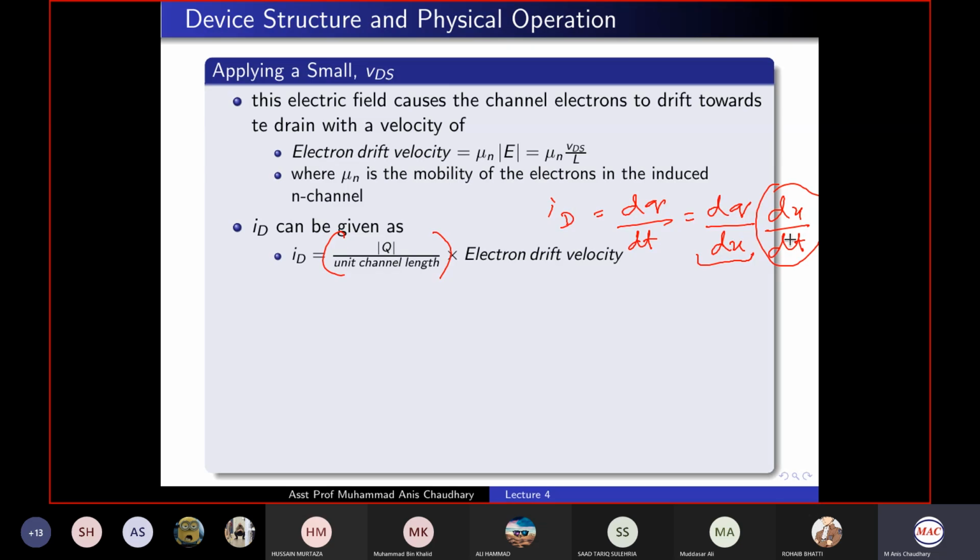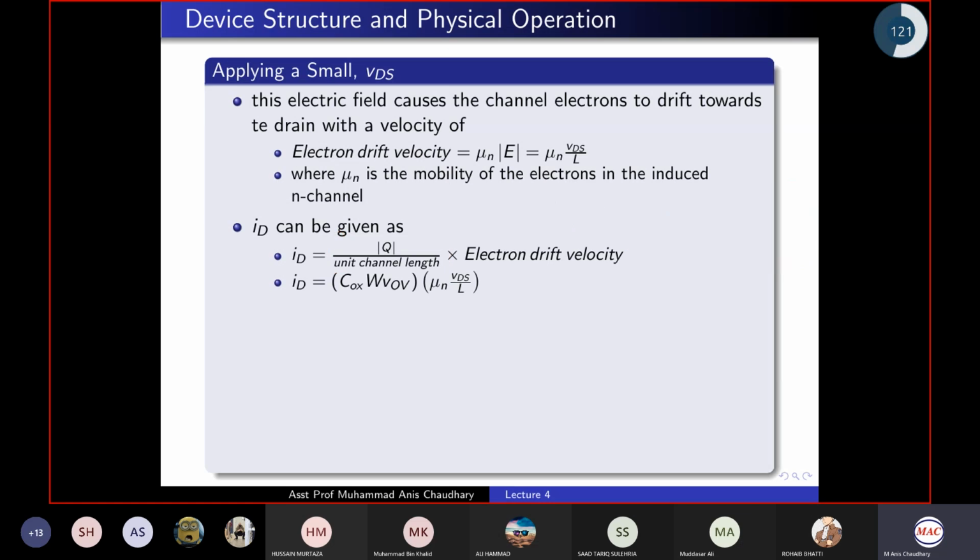So the drift mechanism, and the influence of electric field, charges are moving. So we are talking about electron drift velocity here. So let's make the substitution. जो चीज़ें हमने यहाँ पर डिटरमिन की हैं, चार्ज पर यूनिट लेंथ को सब्सटीट्यूट कर दें, इलेक्ट्रॉन ड्रिफ्ट वेलोसिटी को यहाँ से सब्सटीट्यूट कर दें, and as a consequence we get the final expression for the drain current. So ID is mu n C oxide W by L VOV times VDS.